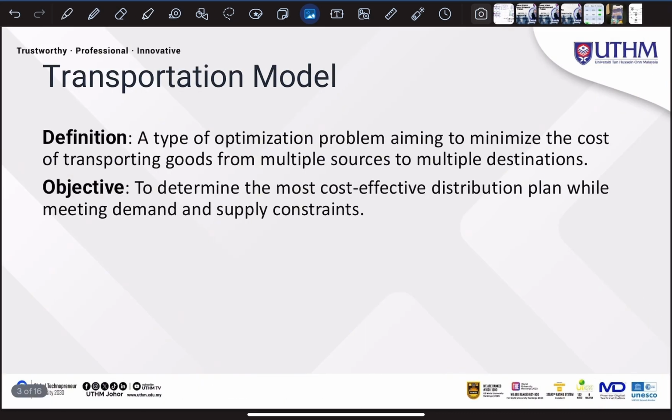And then we go to the definition first. The definition of the transportation model is a type of optimization problem aiming to minimize the cost of transporting goods from multiple sources to multiple destinations. So the objective of this problem is to determine the most cost-effective distribution plan while meeting demand and supply constraints.